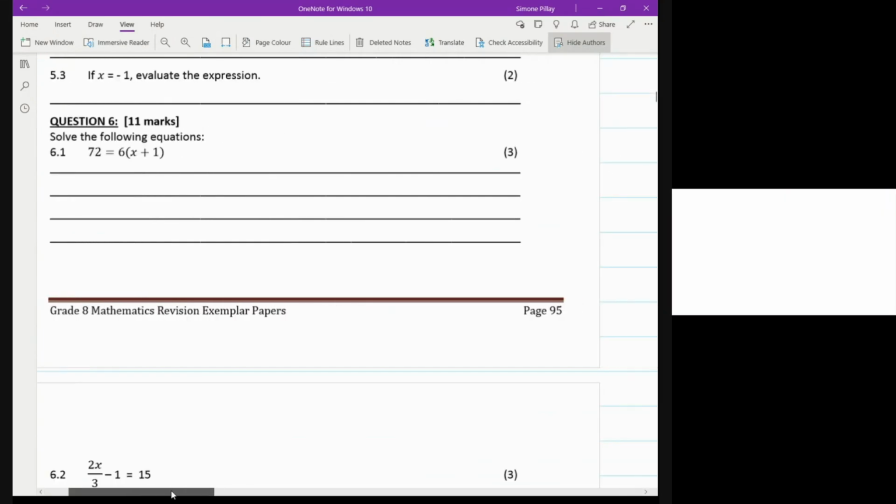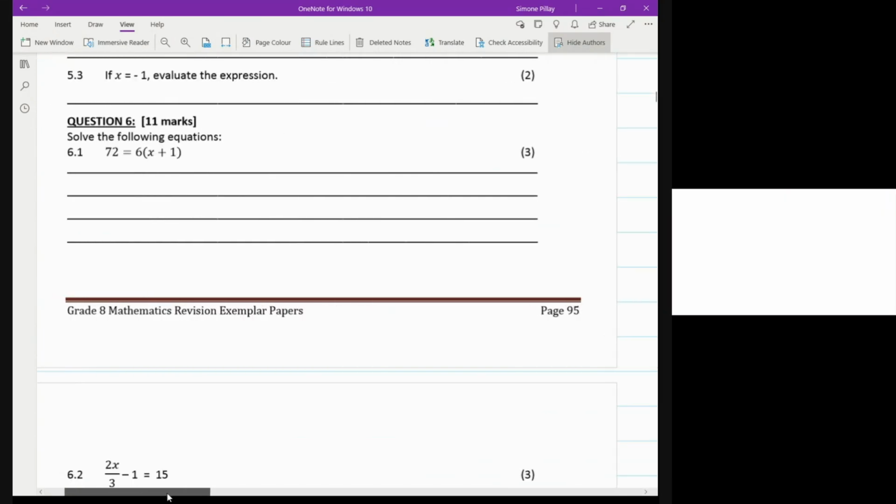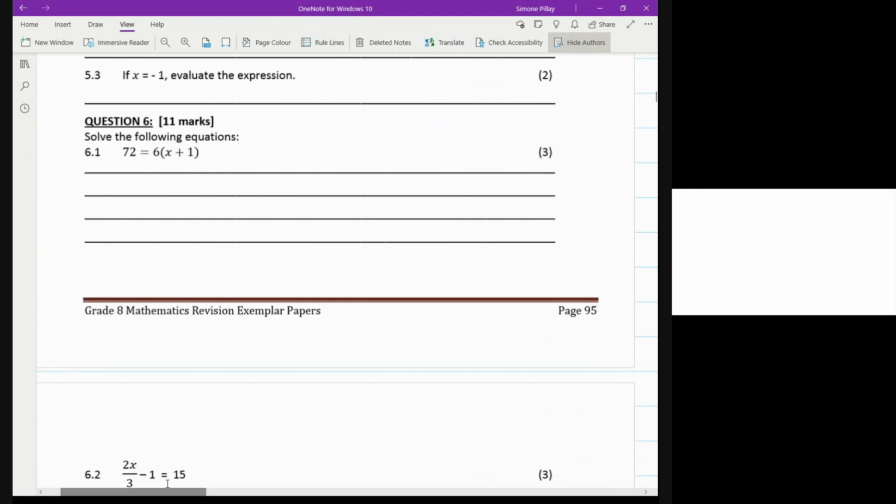So we are starting at, they took my paper for moderation. Is that a good thing or a bad thing? Can we do grade 9 work, please?